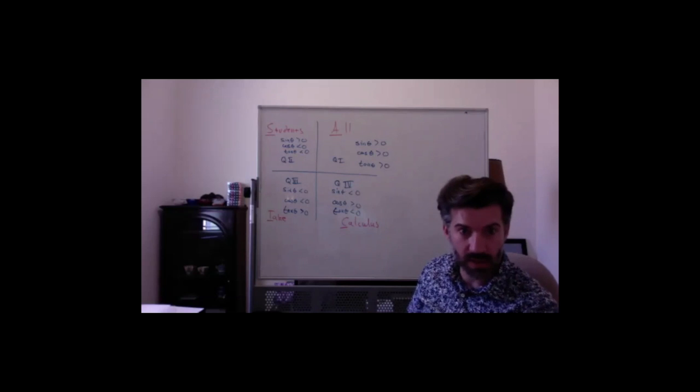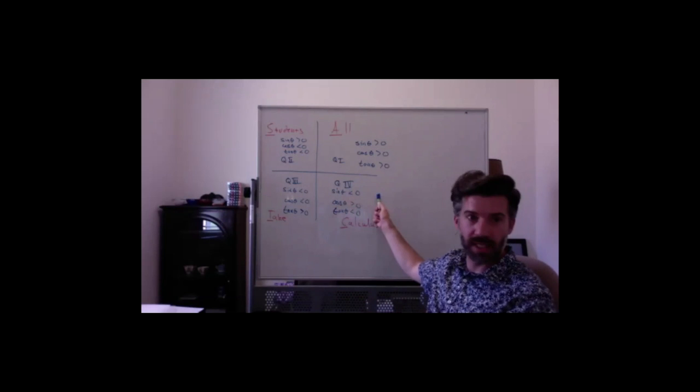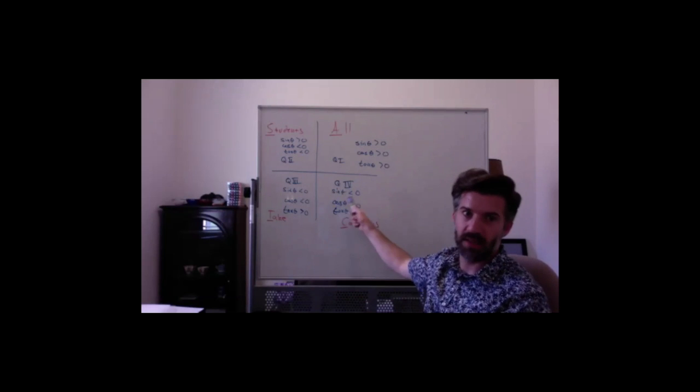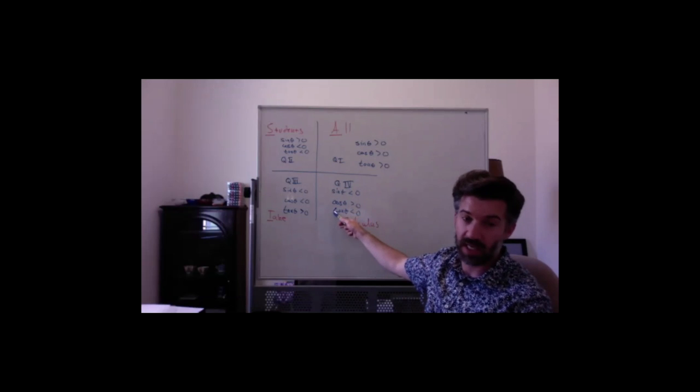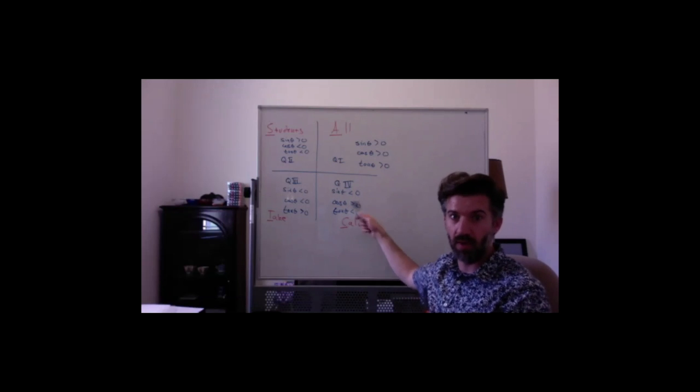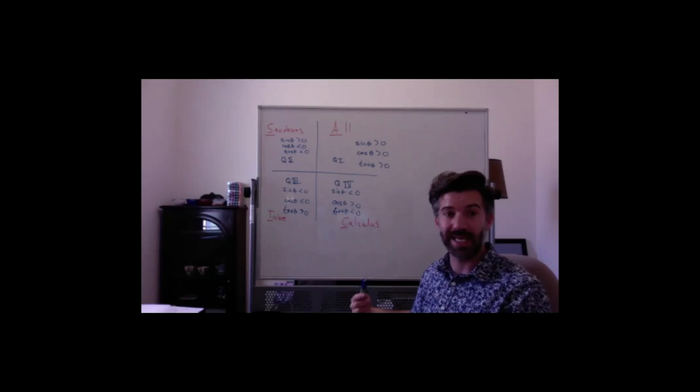And of course, if sine is negative, cosecant is negative. If cosine is positive, secant is positive. If tangent is negative, cotangent is also negative. But all the reciprocal functions have the same signs.